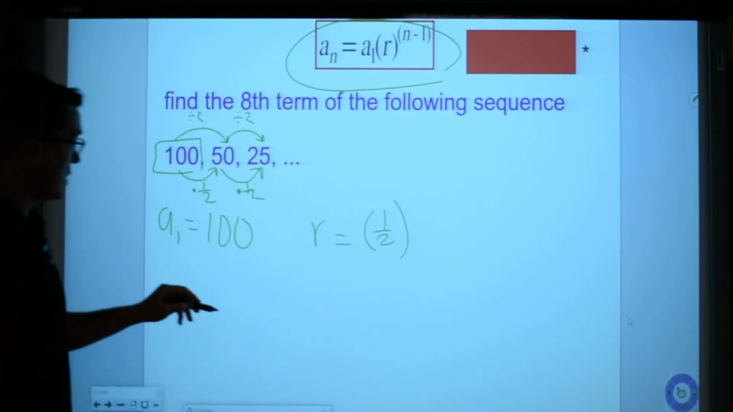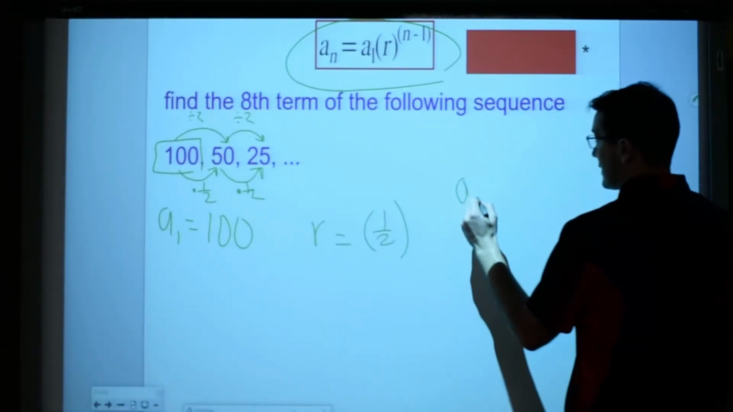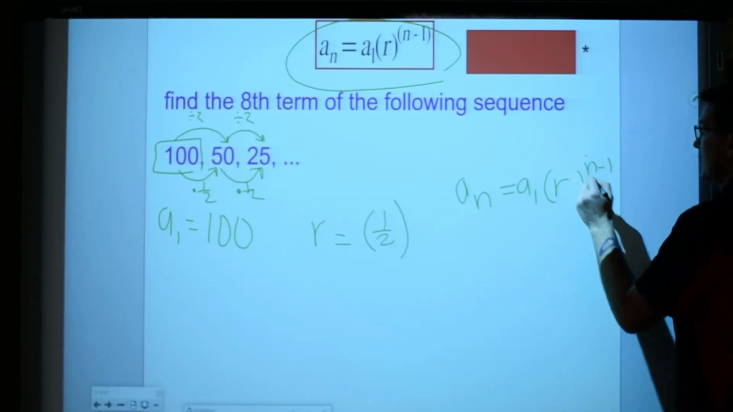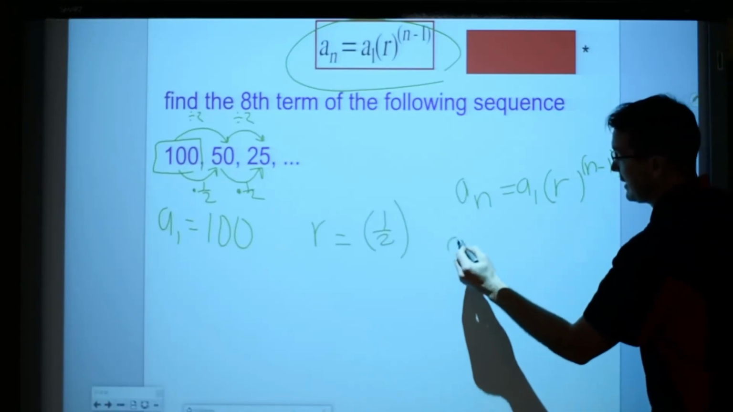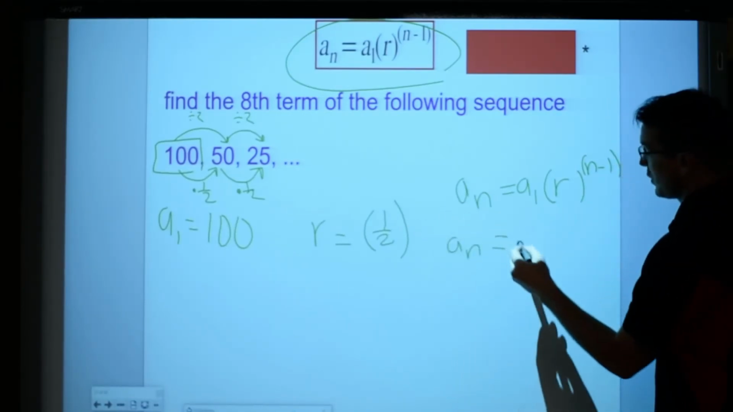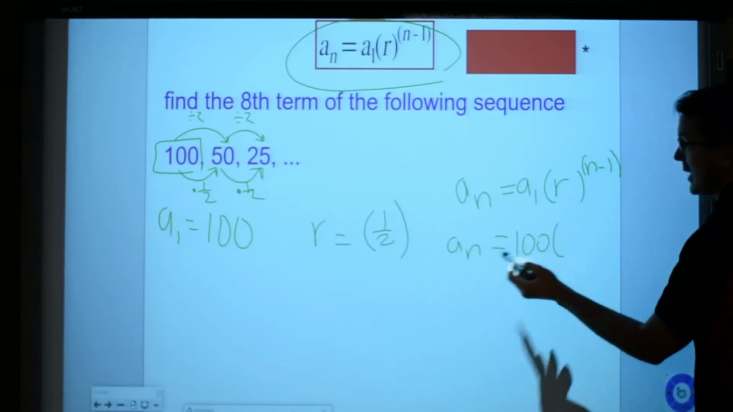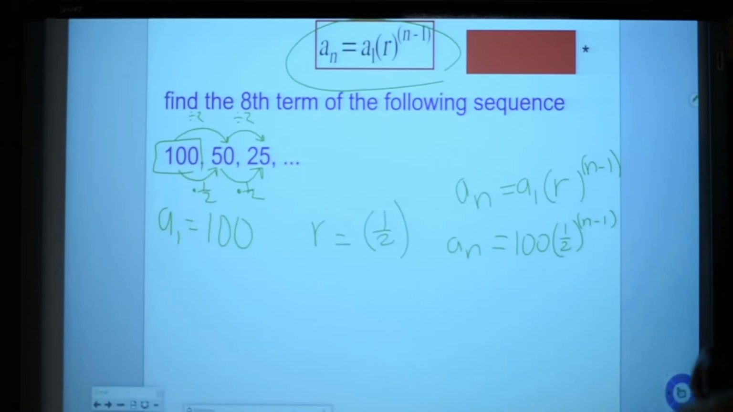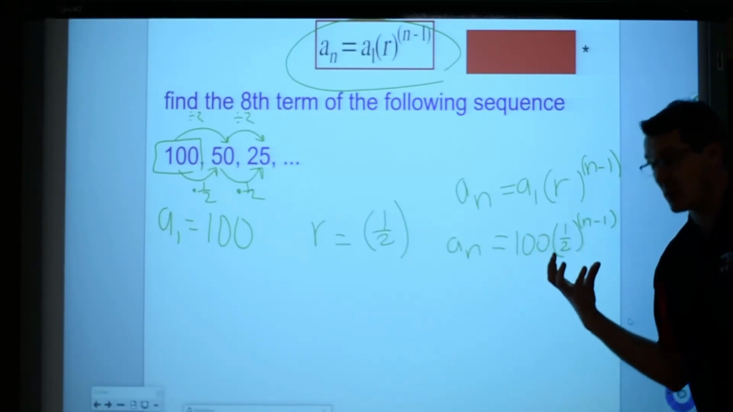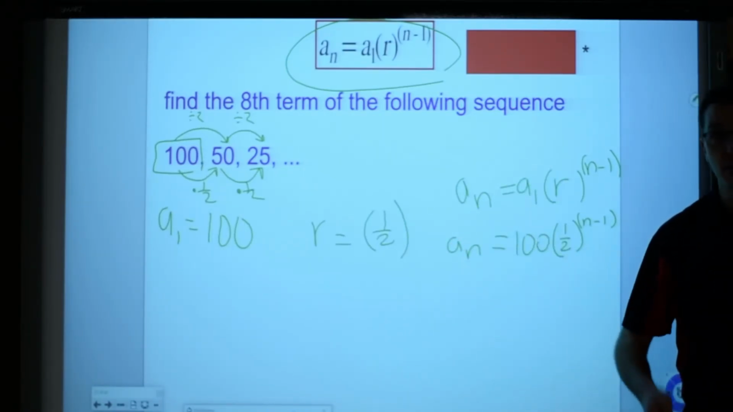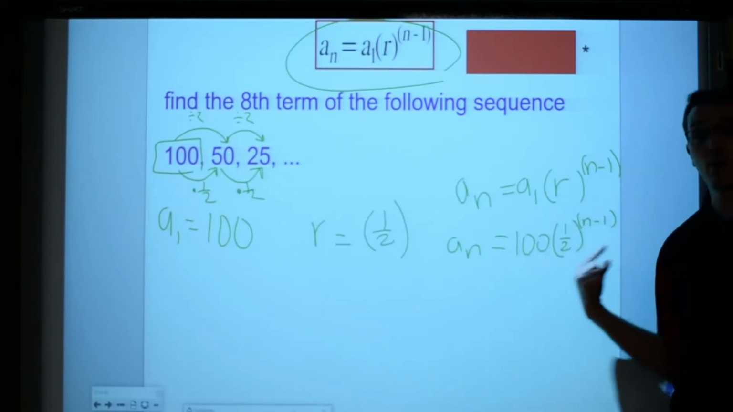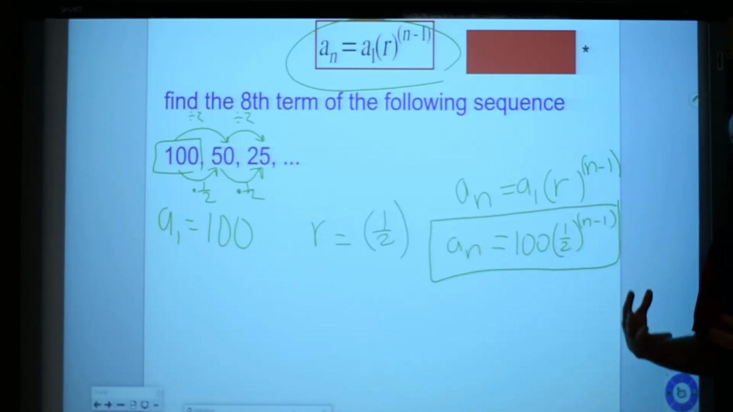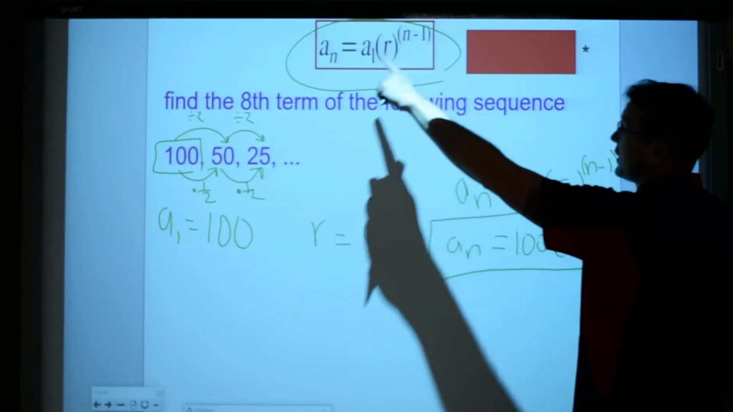Now I have to write the equation. The equation comes from a sub n equals a sub 1 times r to the n minus 1, parentheses, right? And now I just fill in what I need. Well, the first term is 100, and the rate is 1/2 to the n minus 1. And again, I write this because this allows me to find any number in the sequence. I can now find the 7th term, the 12th term, the 100th term, any term I want from this formula. So the explicit formula allows me to find any term in the sequence.